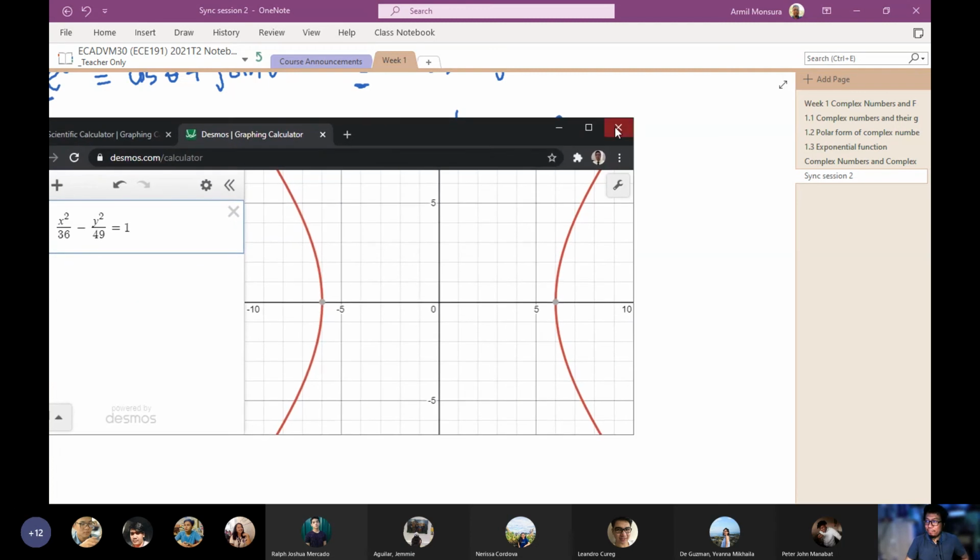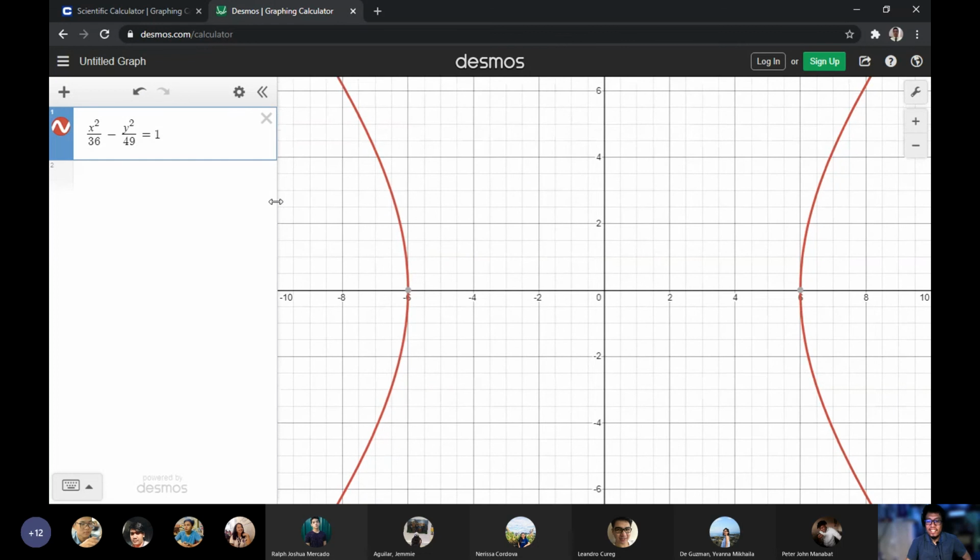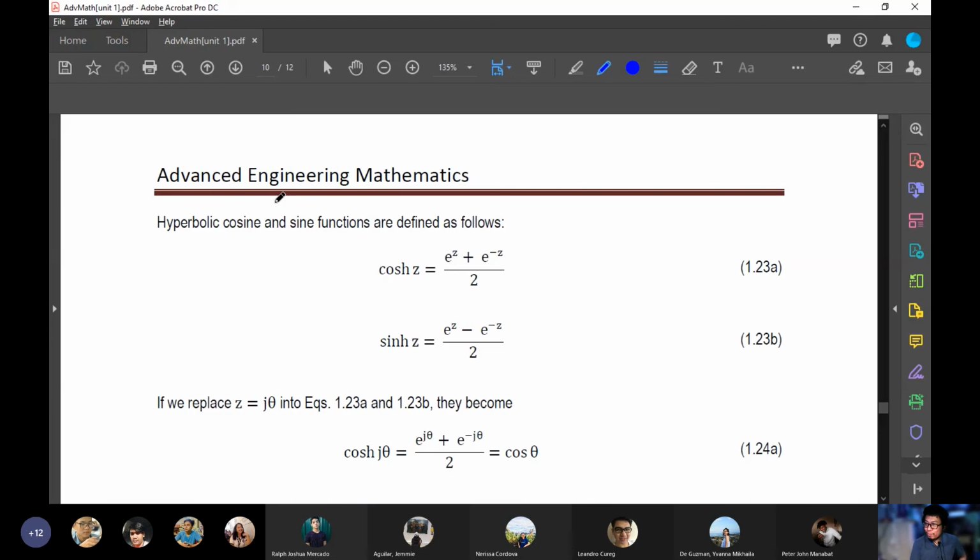Baka ito yung naalala nyo, yung hyperbola. Tama ba? Kasi yan, conic section yan. When you say hyperbolic functions, ito yung ganito: hyperbolic cosine z, tsaka hyperbolic sine z. Nabasa nyo na ba yan somewhere? Or napag-aralan nyo na siya somewhere?